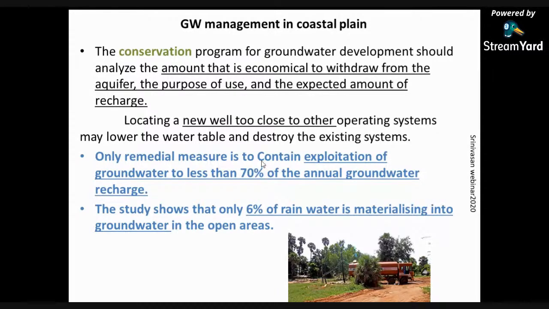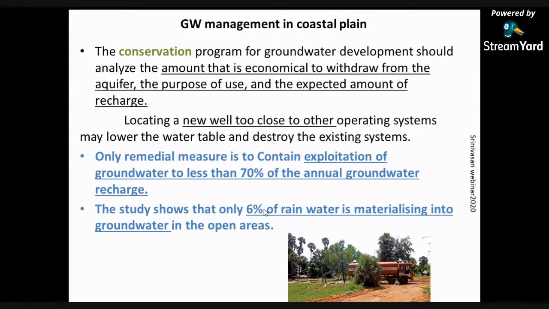Now in the next 10 minutes I will finish. We will now see the management. Now we know where it occurs and how it occurs along the Tamil Nadu coast. Now we see how it is managed. Groundwater is exploited more, and they are telling only 6%.